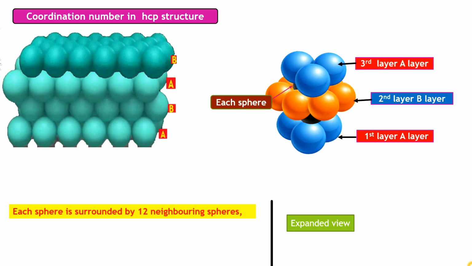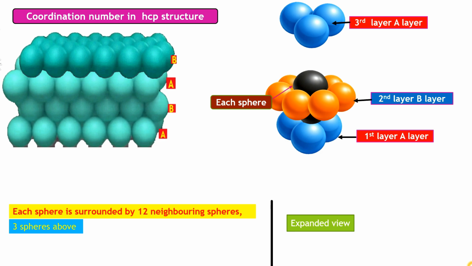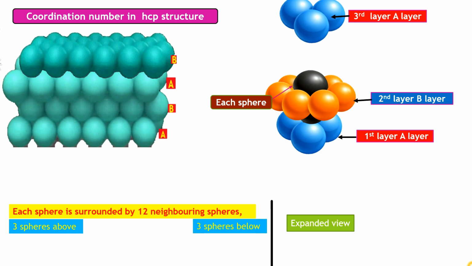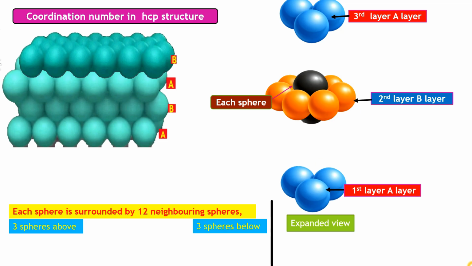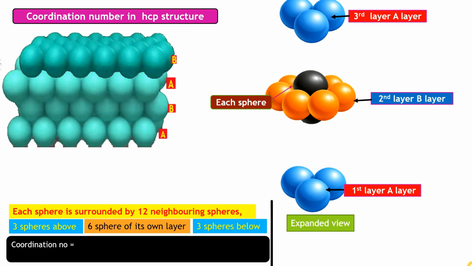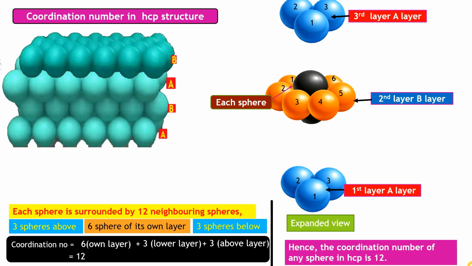Each sphere is surrounded by 12 neighboring spheres: 3 spheres above, 3 spheres below, and 6 spheres of its own layer. Hence, coordination number equals 6 spheres on layer plus 3 lower layer plus 3 above layer. Therefore total coordination number equals 12. Hence, the coordination number of any sphere in HCP is 12.